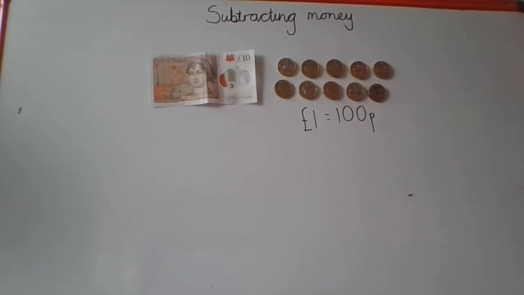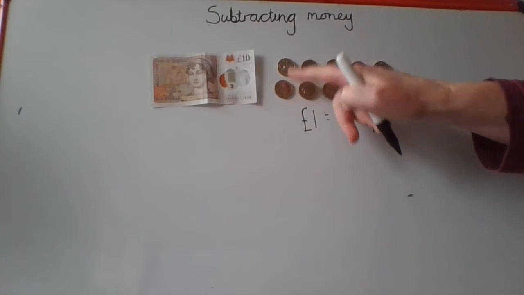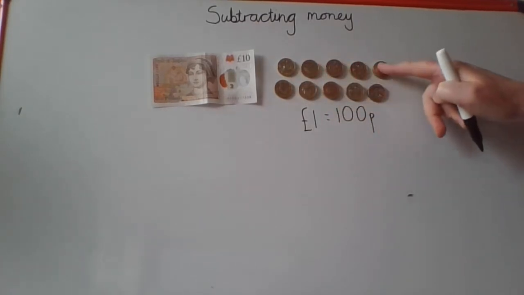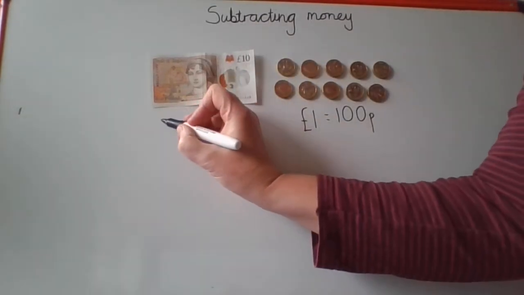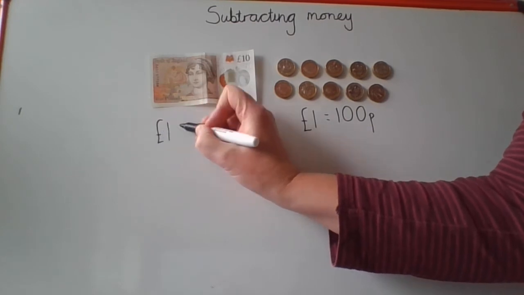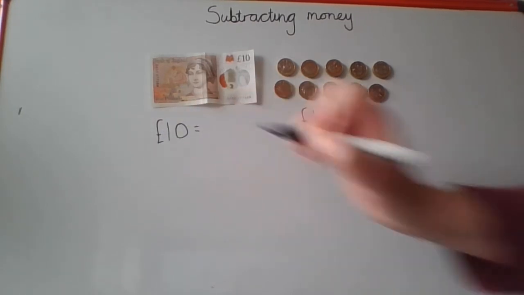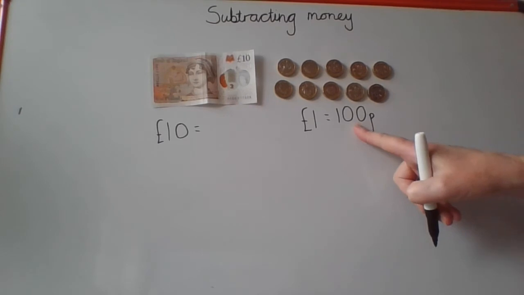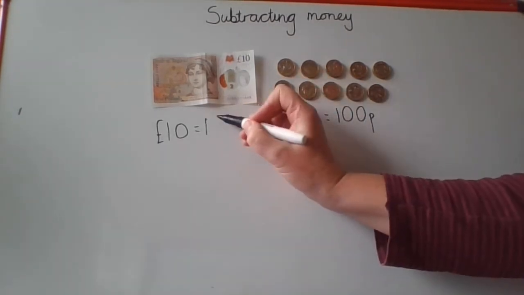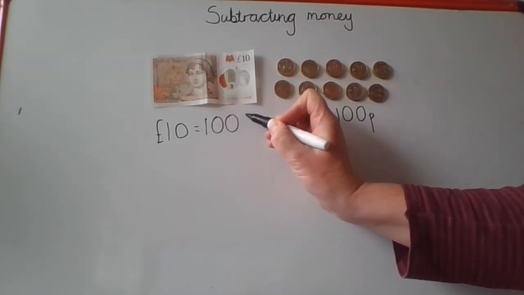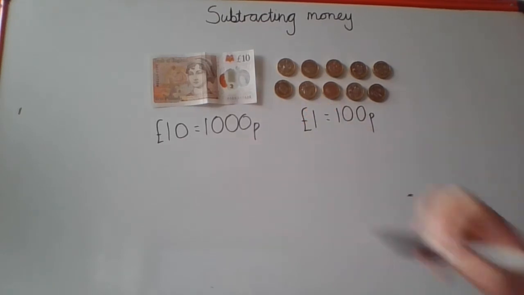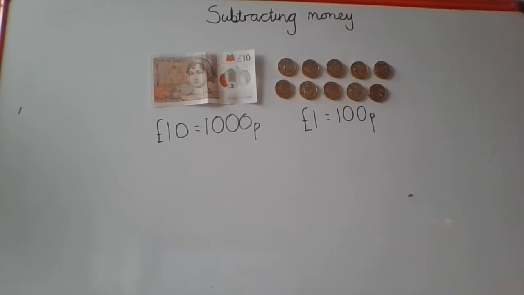pence. And because we have 10 £1 coins to make up every £10, that means that £10 is 10 times 100 pennies, which is 1,000 pennies. So every time you do the subtraction, instead of thinking of it being £10 subtracting an amount, think of it as 1,000 pennies, taking away pennies.